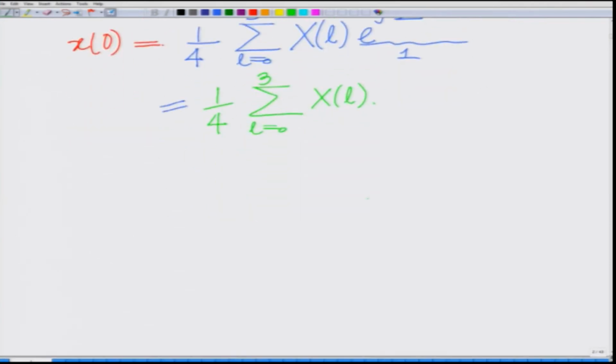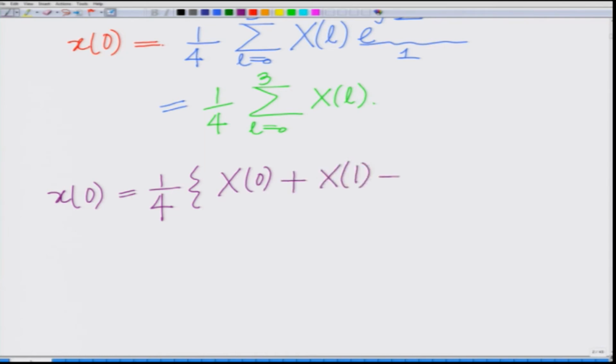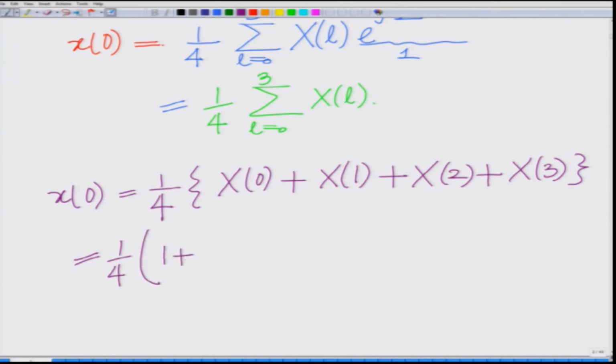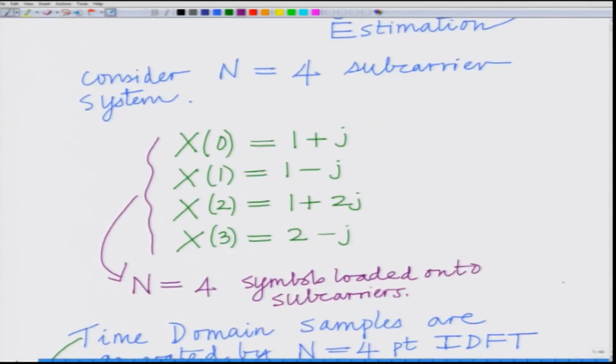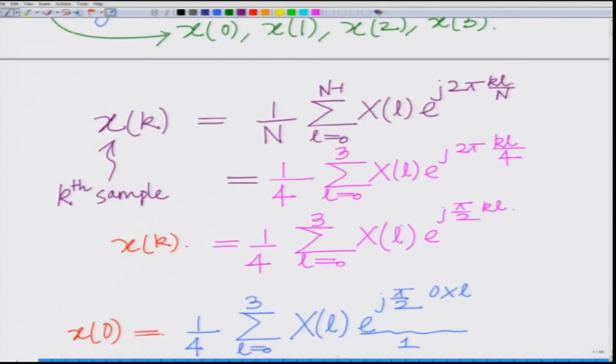Now, therefore, your x0 is 1 over 4 times capital X0 plus capital X1 plus capital X2 plus capital X3, which is equal to 1 over 4 times, now substitute for capital X0, which is 1 plus j, plus capital X1, which is 1 minus j, plus capital X2, which is 1 plus 2j, plus capital X3, which is 2 minus j. Remember, we have already given the values of the symbols that are loaded onto the subcarriers. So, I am simply substituting them over here.